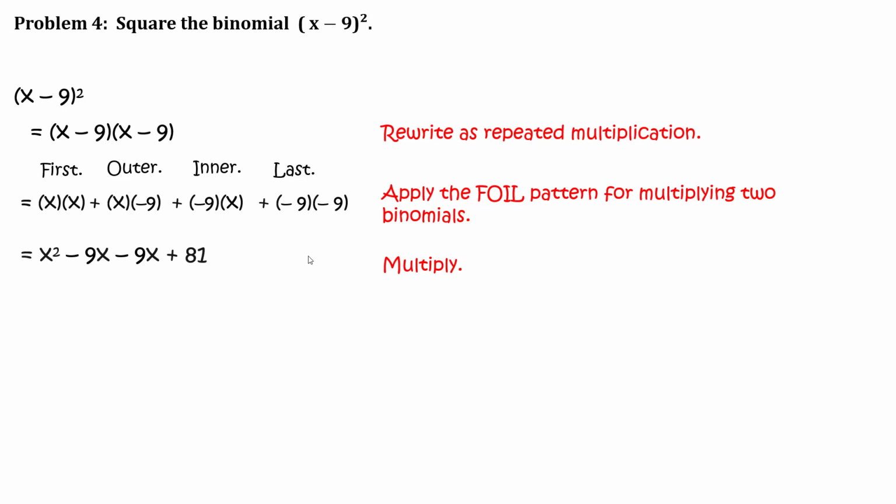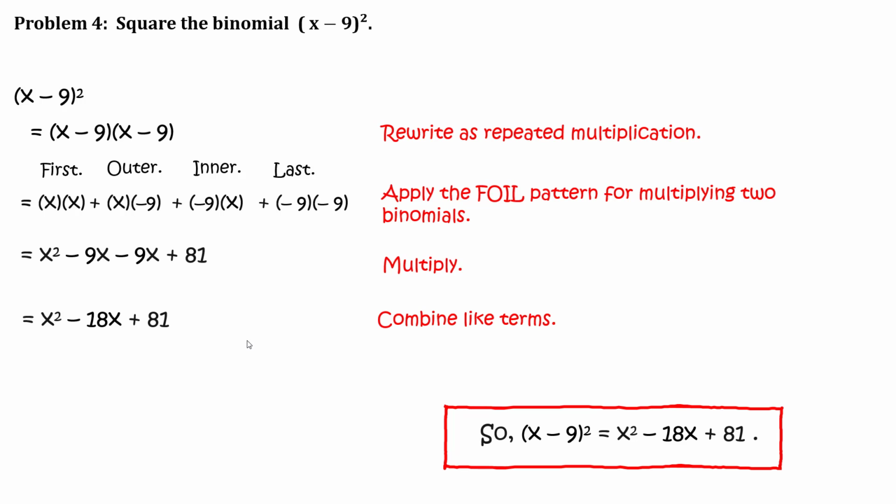Then I'm going to multiply. X times x is x squared. X times negative 9 is negative 9x. Negative 9 times x is negative 9x. And negative 9 times negative 9 is 81. And then I'm going to combine like terms. The two x terms are the terms with the same variable part, so they get combined as negative 18x. X squared minus 18x plus 81. So the quantity x minus 9 squared equals x squared minus 18x plus 81.